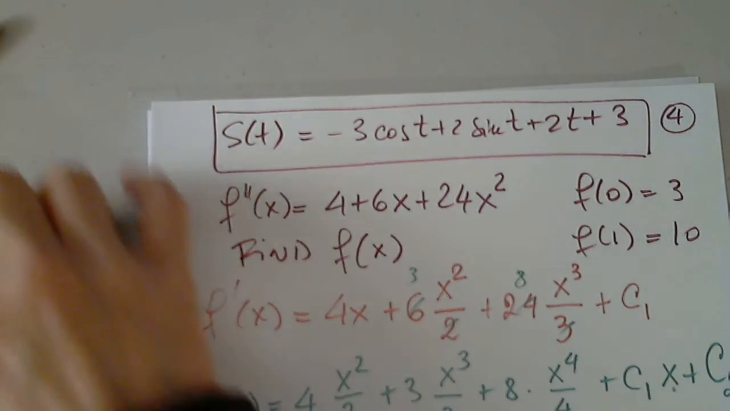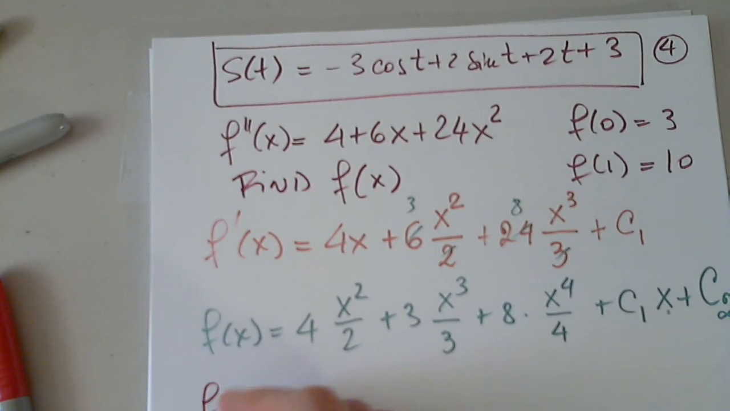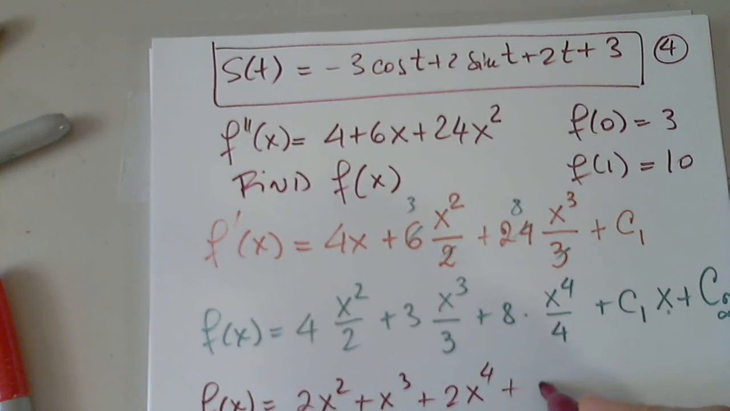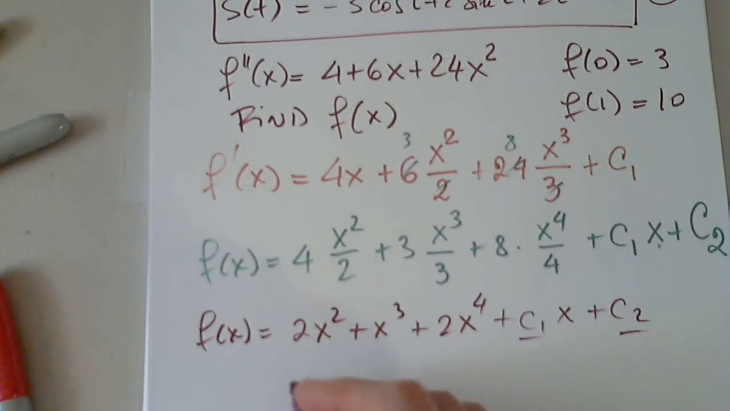I'm going to clean it up. And for now, f of x is 2x squared plus x cubed plus 2x to the 4th plus c1x plus c2. I have 2 unknowns, 2 parameters, but I do have 2 expressions that will help me, 2 equations or 2 pieces of information that will help me determine those.